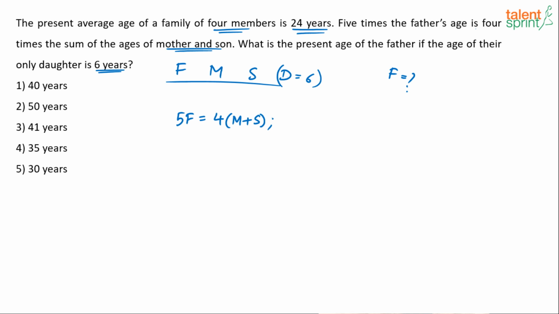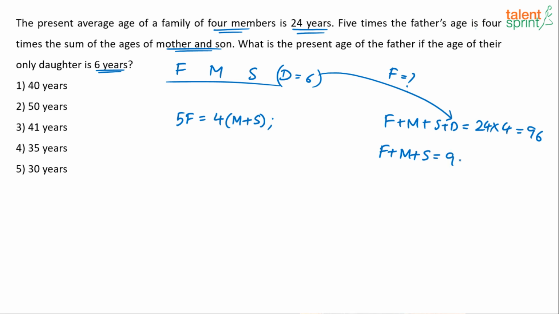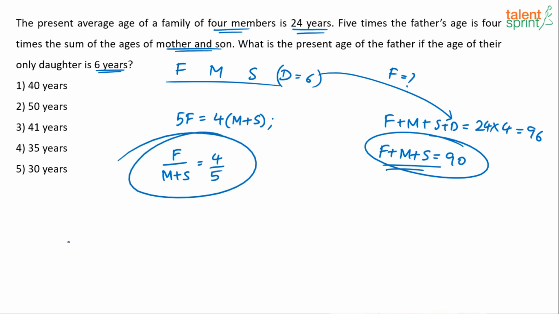Simple. Let me tell you one thing. We know that total is 96. F plus M plus S plus D. I don't have to write this, it's wasting my time, but for your explanation, right? 24 into 4, 96. Out of this 96, I know that D is 6. So F plus M plus S is 96 minus 6, 90. Just keep this in mind. Total of F, M, S is 90 years. From this equation, I know that F by (M plus S) is equal to 4 by 5. That's it. There ends the matter.